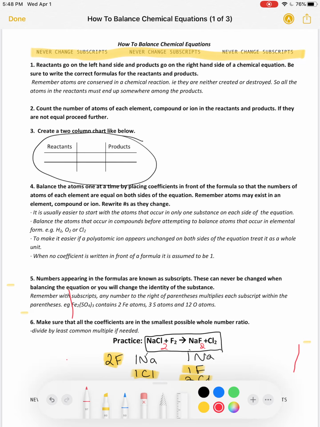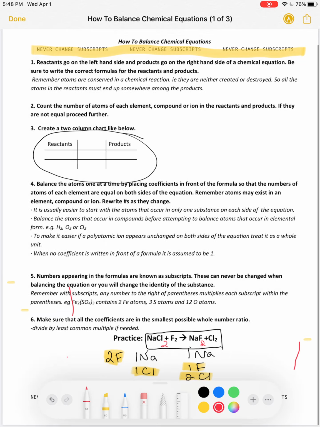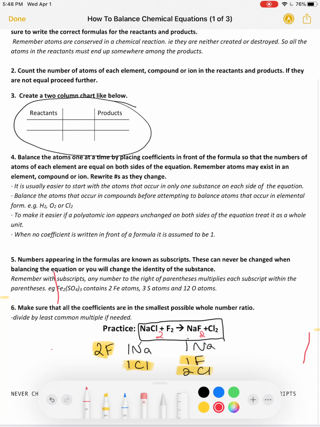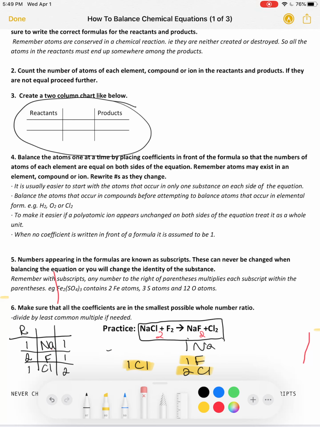You're going to set yourself up with a little chart. I'm going to make a little chart over here. Okay. I've got sodium, I've got fluorine, and I've got chlorine. On my reactant side, my left side, I've got 1 sodium, 2 fluorines, and 1 chlorine. On my product side, I've got 1 sodium, 1 fluorine, 2 chlorines.